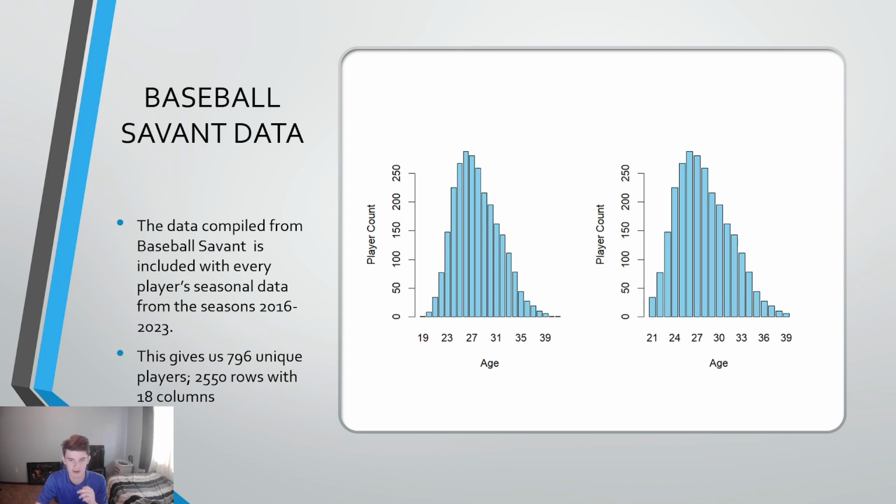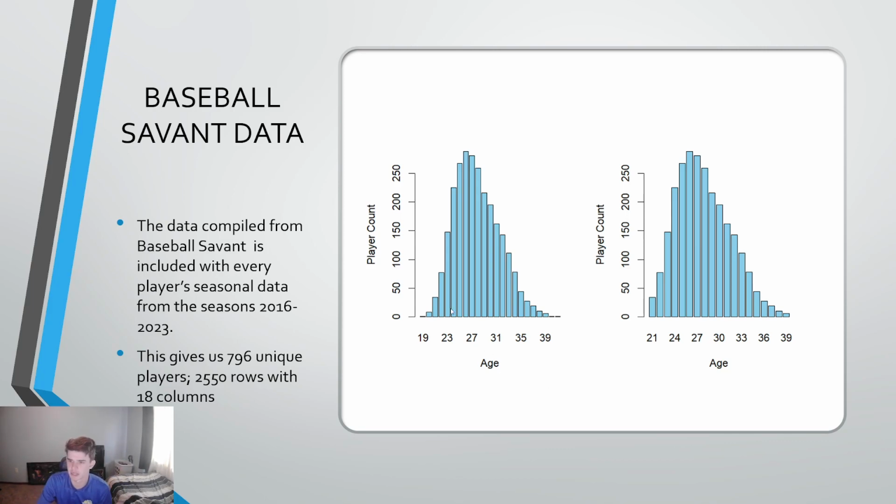Our model is going to be trying to predict how well a player performs at each age. So this gives us 796 unique players, and 2550 rows with 18 columns. Every row is seasonal data for a certain player. So multiple players will have more than one year of data, obviously, in this data set.